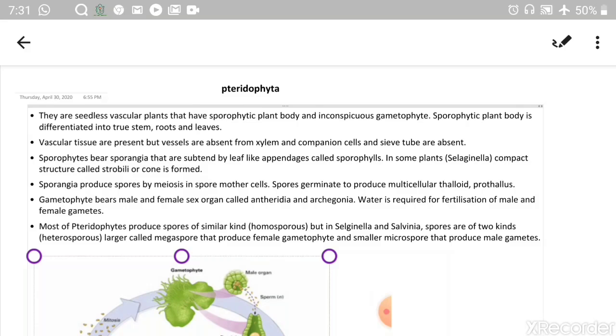studied about Thallophyta and Bryophytes. Today we will start with the third group, that is pteridophytes. Pteridophytes includes plants like horsetails and ferns. These pteridophytes are seedless vascular plants. These are the first terrestrial plants which have vascular tissues in them.